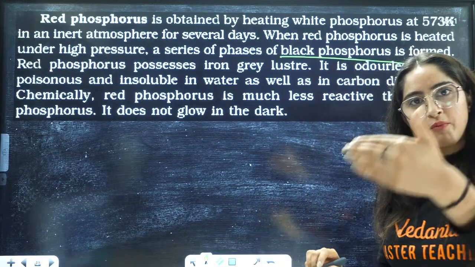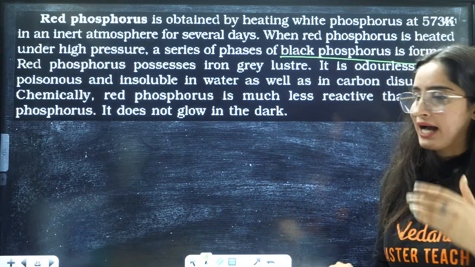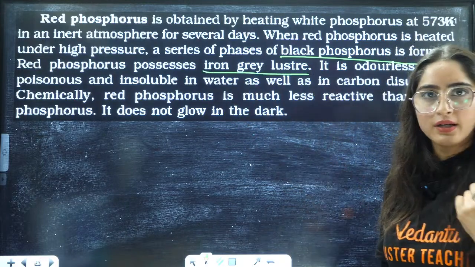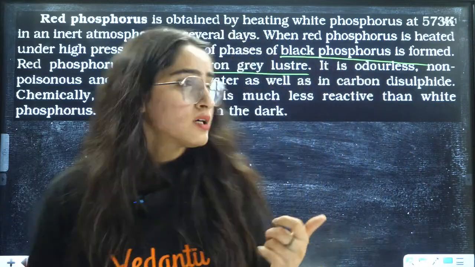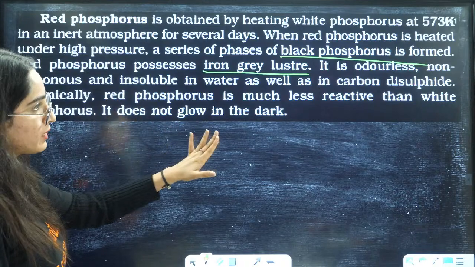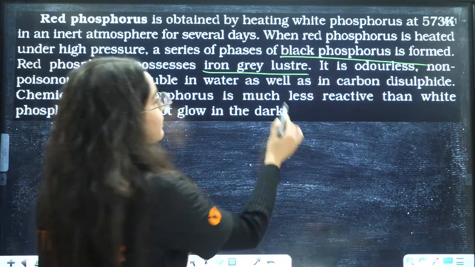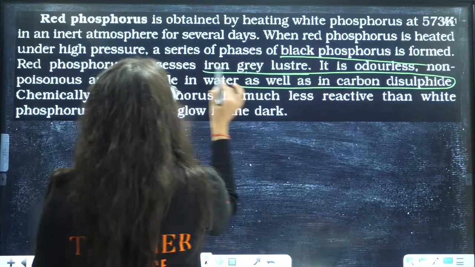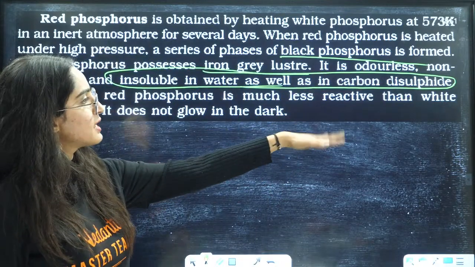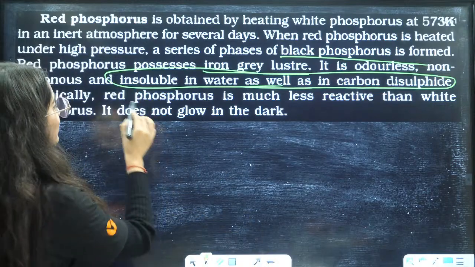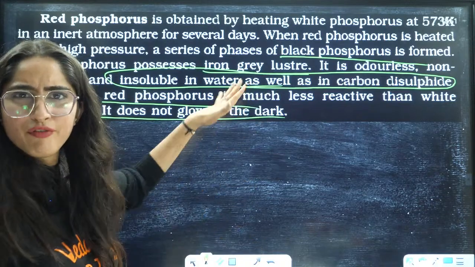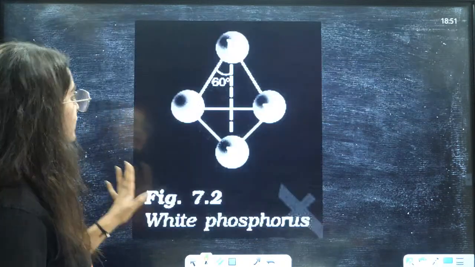So from white you have red, from red you have black. Red phosphorus possesses an iron gray luster. It's odorless, non-poisonous and insoluble in both water and carbon disulfide. Red phosphorus is much less reactive than white. Now, this is important: it is less reactive and it does not glow in the dark. Just remember the difference points here.